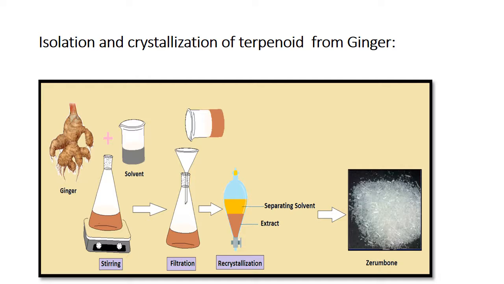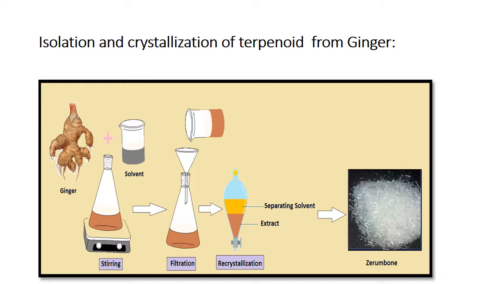In that organic solvent, the essential oil gets extracted. There takes place the formation of two layers, as water is already present in the natural product, ginger. The terpenoid gets solubilized, dissolved in the organic solvent, and the material which remained undissolved is removed or separated by filtration.